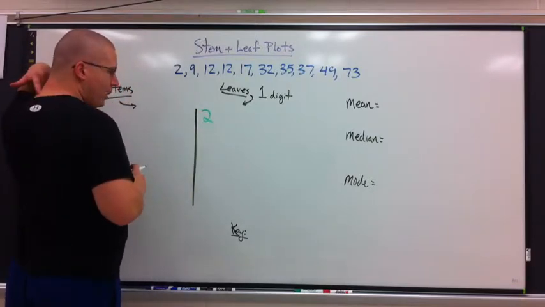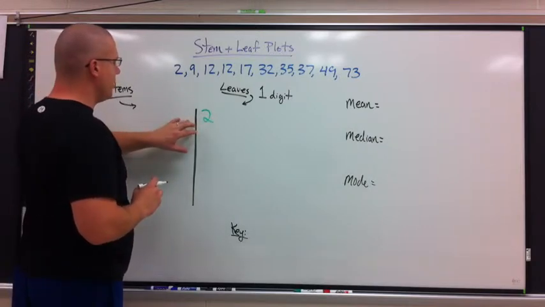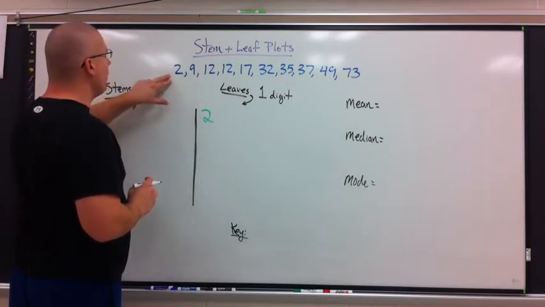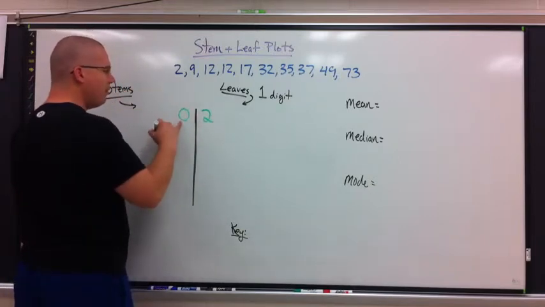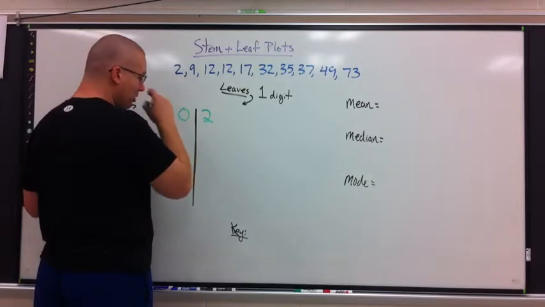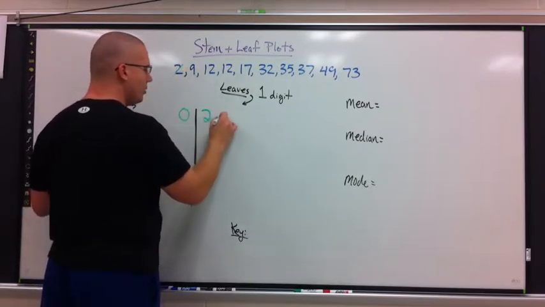The question now is, what goes in the stem? Well, what number represents this? The number in front of the 2 is nothing, which would be a 0. So my stem for this batch of numbers is going to be 0. So 2 is taken care of. 9 goes next.